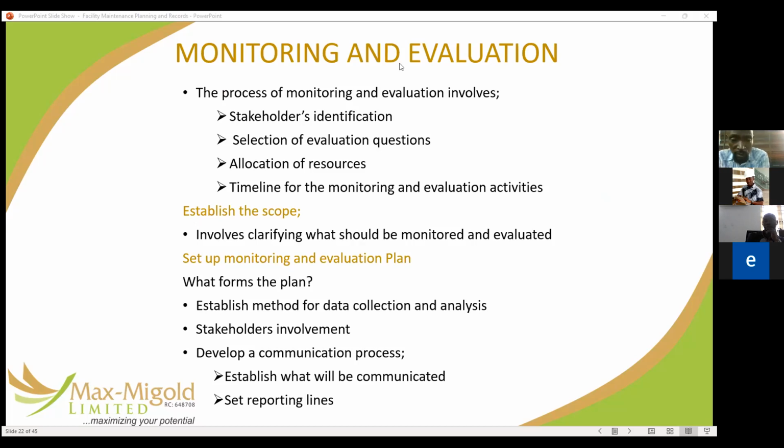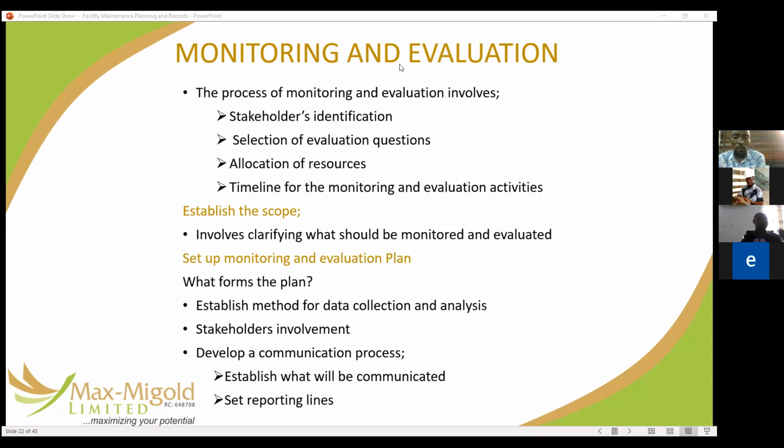Then, allocation of your resources, timeline for the monitoring and evaluation of what activity. Establish the scope of evaluation. It involves clarifying what should be monitored and evaluated. So it's not every maintenance task that you monitor and evaluate, but the ones that are very, very critical, that is going to have a positive impact if you can improve on that maintenance task.